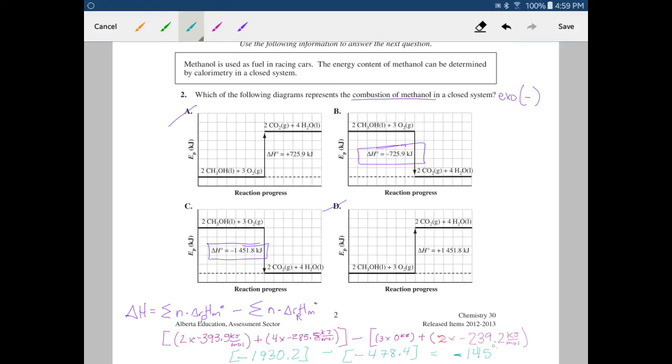1,451.8 kilojoules of energy. So when we solve for that, we see that our correct answer is in fact going to be letter C.